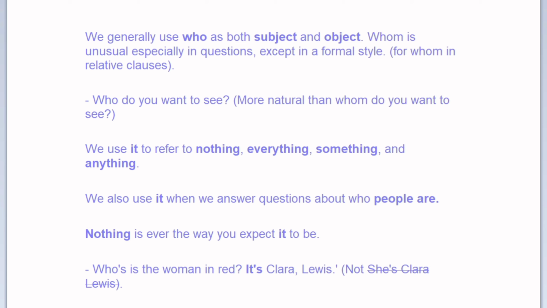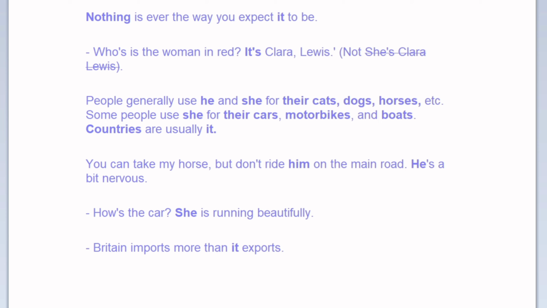Who is the woman in red? It's Clara Louis, but not she's Clara Louis. People generally use he and she for their cats, dogs, horses, etc. Some people use she for their cars, motorbikes, and boats. Countries are usually it. You can take my horse, but don't ride him on the main road. He's a bit nervous. How's the car? She's running beautifully. Britain imports more than it exports.